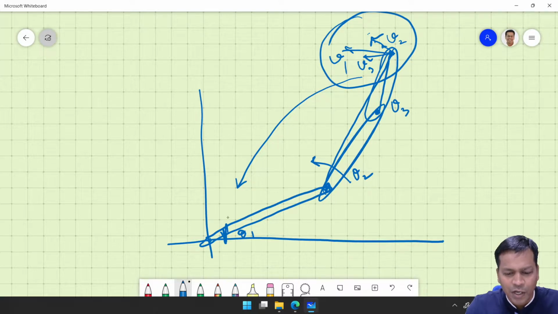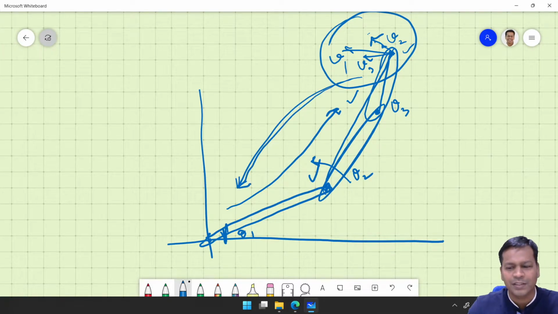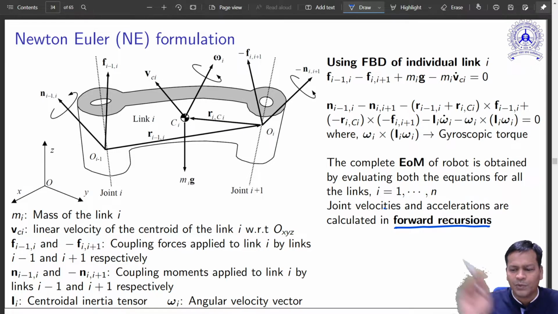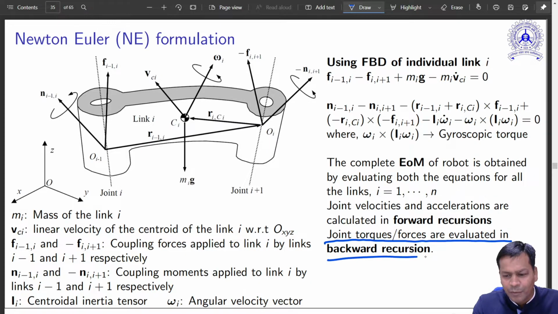That means you have to iterate from this to this to this and finally to the end. Forward way you have to move. So velocity is because of all the links which are before this. So this is the forward recursion I am talking about. Joint velocity and accelerations are calculated in forward recursion. That means you have to move from bottom to the top. Then joint torques and forces are evaluated in backward recursion.